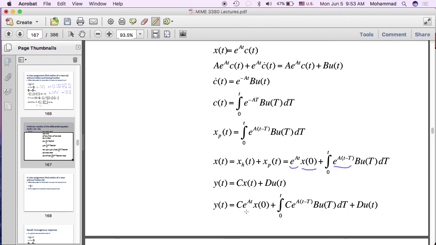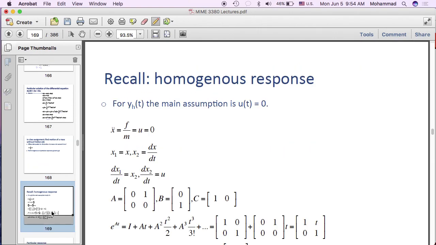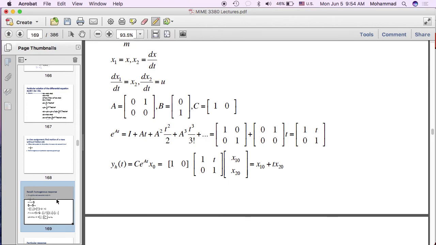So y would be C e to power At x naught. This is very familiar. We have already found y homogeneous. Then this would be y particular, through this calculation. And I have a solved example. This is the exact same example that we solved. This time, instead of having no force, we do have a force. So we are trying to find homogeneous and particular response. The solution is included here. Please study that on your own.